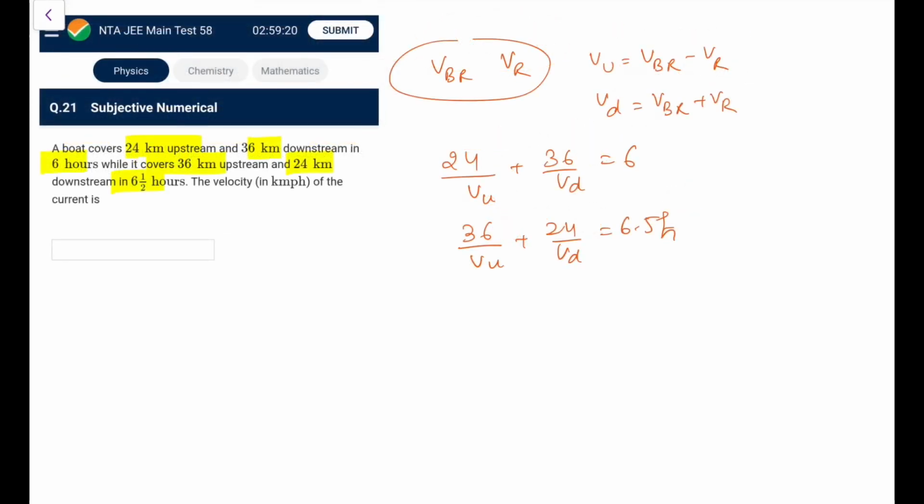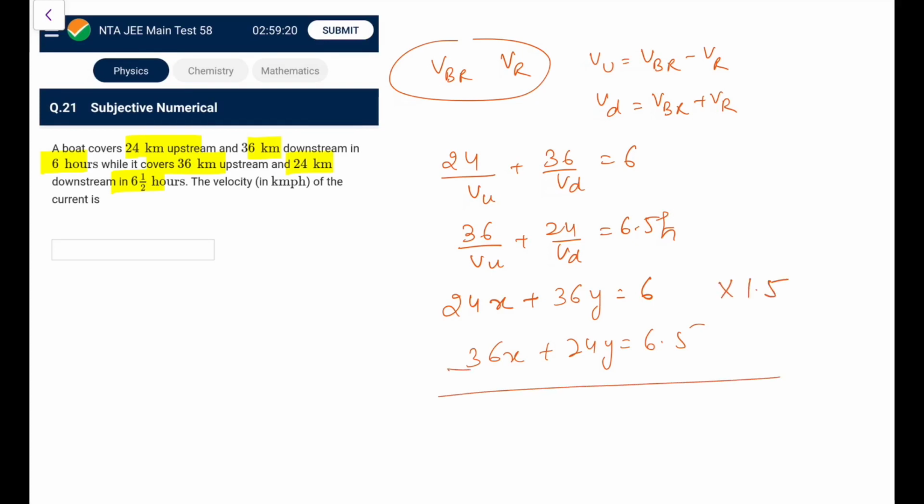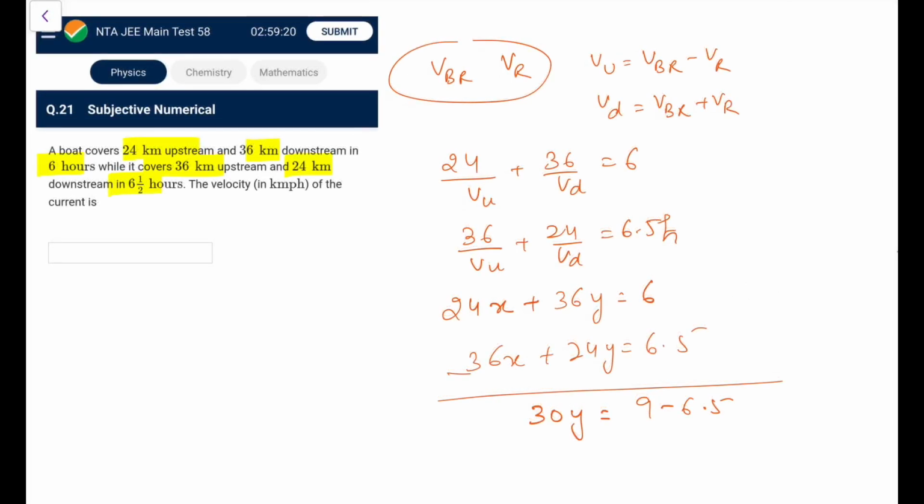So now let's say, better, take this inverse as x and this inverse as y. So I can rewrite it as 24x plus 36y equals 6, and 36x plus 24y equals 6.5. Okay, so now what I can do is multiply the first by 1.5 and subtract. So 36 into 1.5 is 54, 54 minus 24 is 30y, that is 9 minus 6.5. So y comes out as 2.5 by 30.